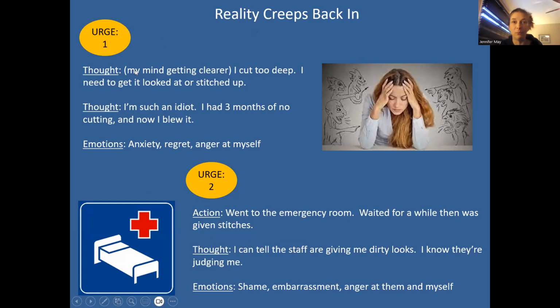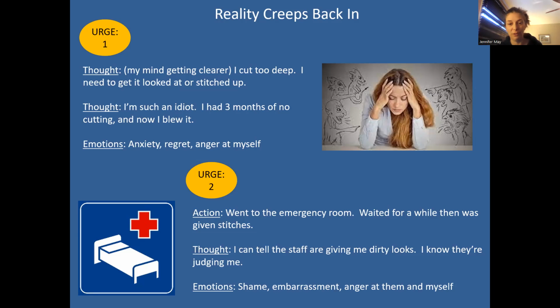With her mind starting to get clearer again, seeing the whole picture, the thought is, I cut too deep. I need to get it looked at and stitched up. I'm such an idiot. I had 3 months of no cutting and now I blew it. The emotions are creeping back in again. It's not just calm and relief. She's feeling some anxiety, some regret, some anger at herself.